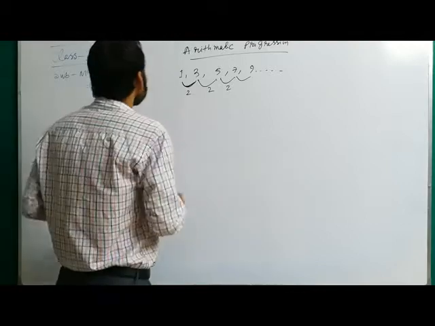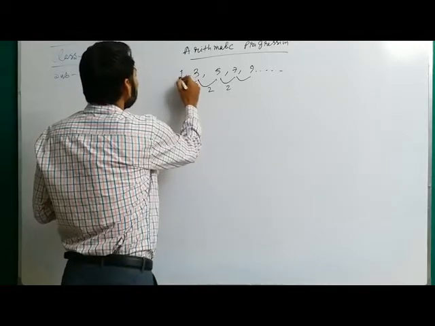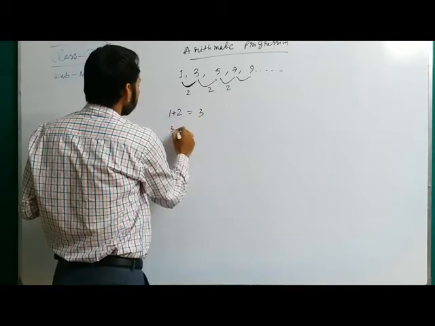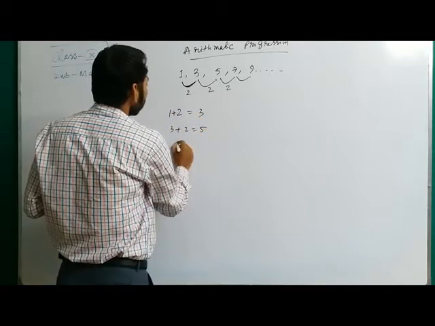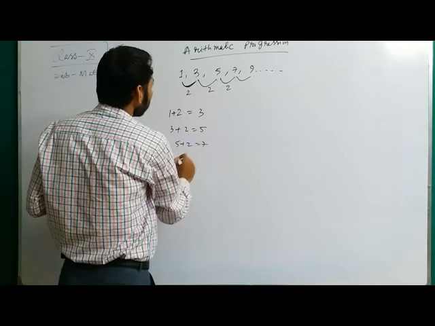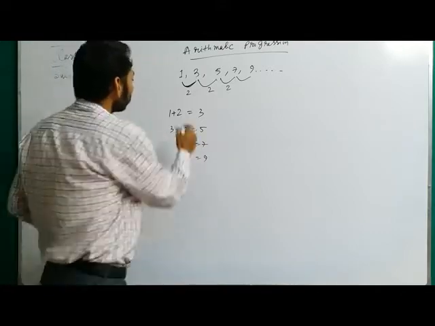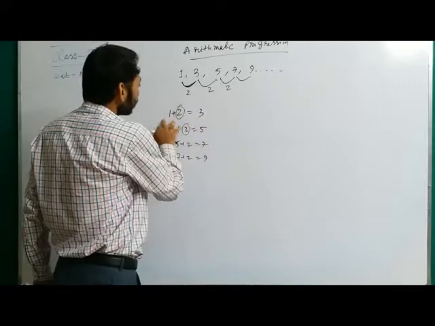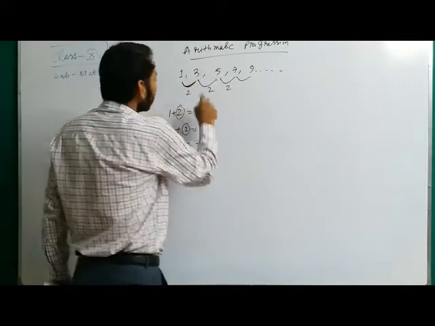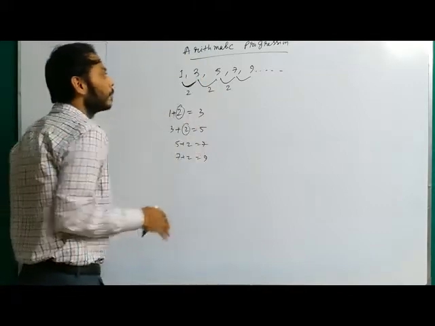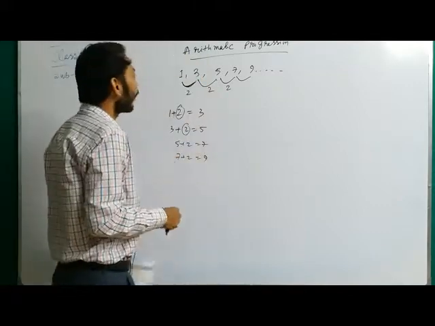Okay. So here you can see 1 plus 2 equals 3, 3 plus 2 equals 5, 5 plus 2 equals 7, and 7 plus 2 equals 9. So a fixed number 2 is added to the first term, then we get the second term, then 2 is added to the second term, we get the third term. In this way arithmetic progression will be formed.